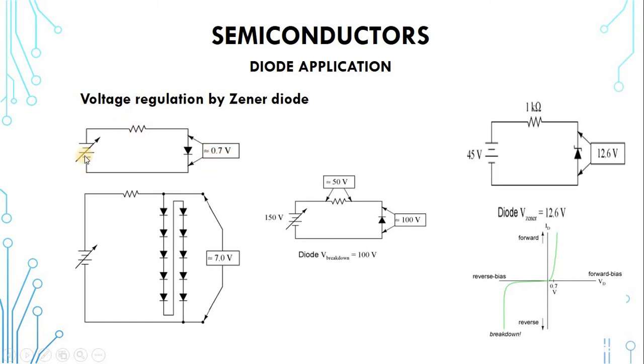So let's assume that the voltage you have set here is 2 volts. The diode will always have 0.7 across it, which means that 1.3 volts will be seen across the resistor.